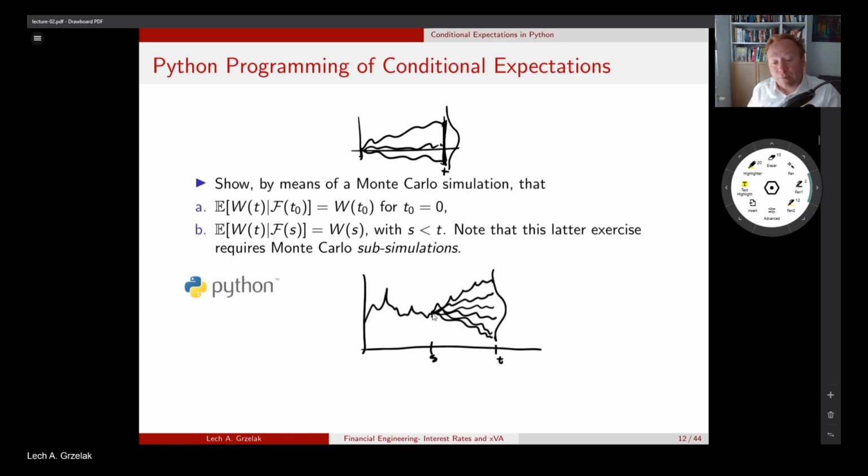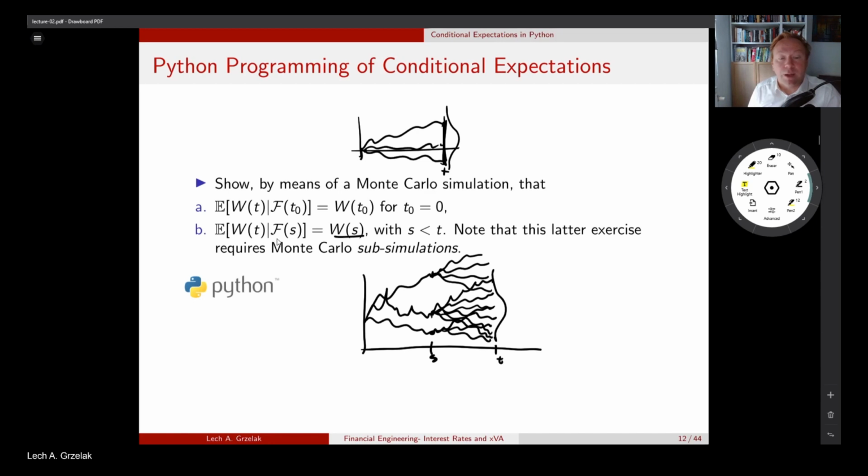So for every path, essentially we are obliged to do the conditional sampling, and then for each of those paths we have to take an expectation. Then we do the simulation of a second path, and also have to do sub-simulations, and then we take a second expectation. And then we do the third path, with all the simulations for that path, and then we have a third conditional expectation. Once we collect all of the conditional expectations, we will end up with a Brownian motion at time s.